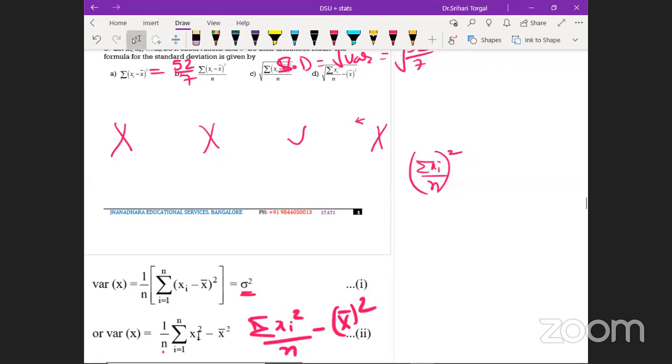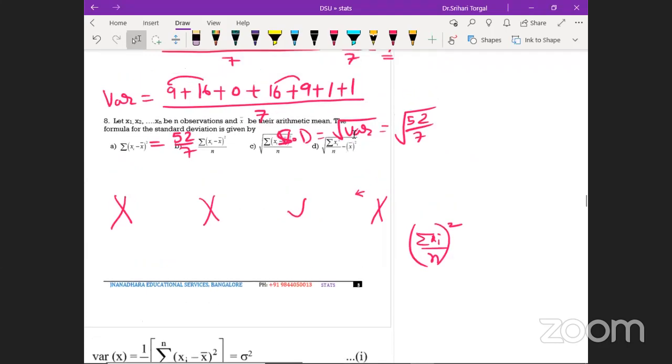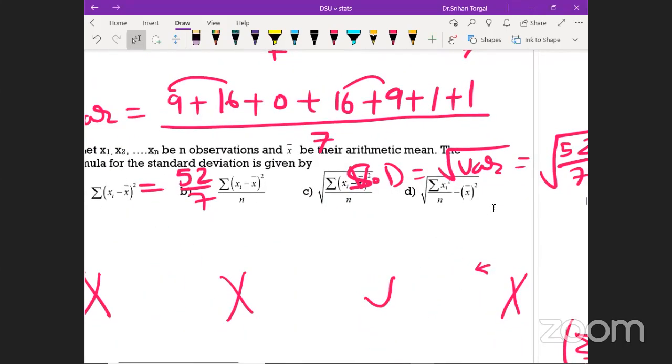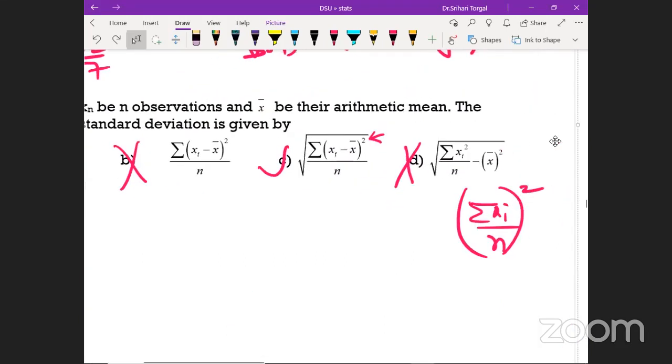Sigma xi square by n, the same thing, minus x bar square, that is also right, and with the square root. This is what we call the shortcut formula. When you studied in the previous year, you studied it as a shortcut formula, sigma xi square divided by n. This can also be the answer, option C and D. So you can take this also as the variance, the standard deviation. This is also one of the formulas, remember.